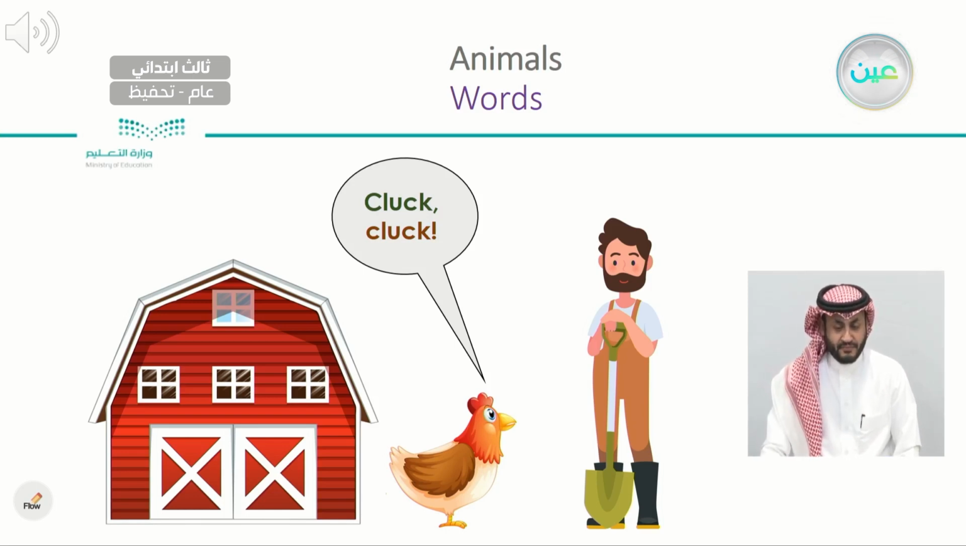Old MacDonald had a farm, E-I-E-I-O. And on that farm he had some chickens, E-I-E-I-O. With a clock, clock here and a clock, clock there. Here a clock, there a clock, everywhere a clock, clock. Old MacDonald had a farm, E-I-E-I-O.